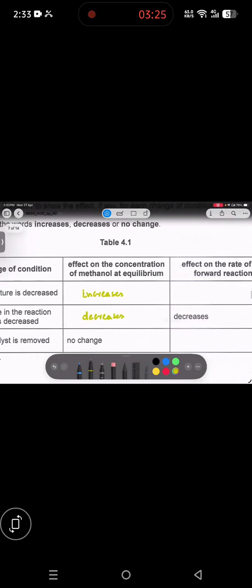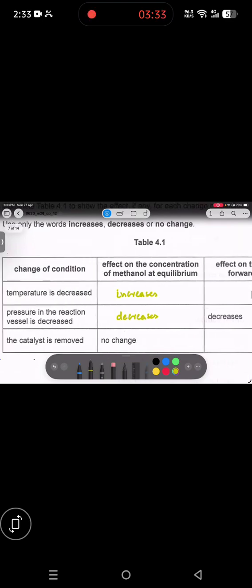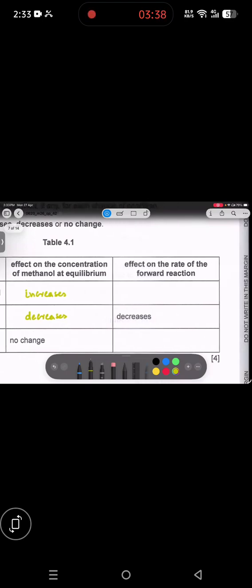Now, the effect on the rate of the forward reaction, not the equilibrium, if the temperature decreases. The rate and the temperature are directly proportional to each other. The rate will increase if the temperature increases, and the rate decreases if the temperature decreases. So here it decreases.